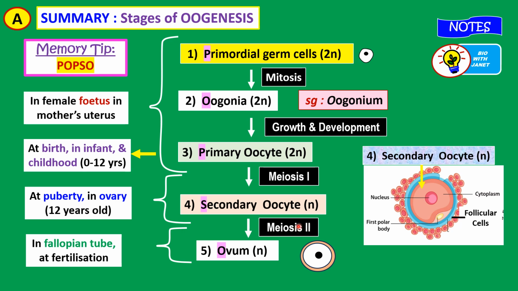Notice that here there is no differentiation involved, as compared with spermatogenesis, where the spermatid will undergo differentiation to form the sperm. For the ovum, it doesn't undergo that type of differentiation.